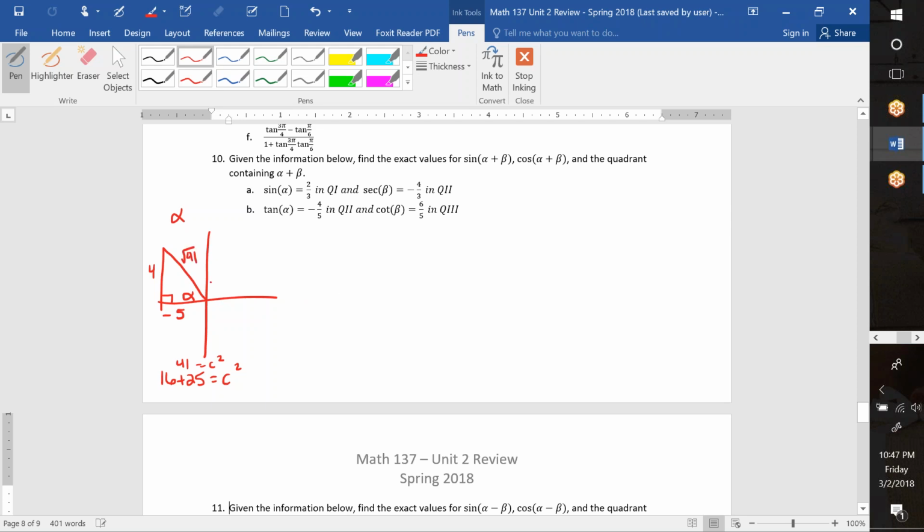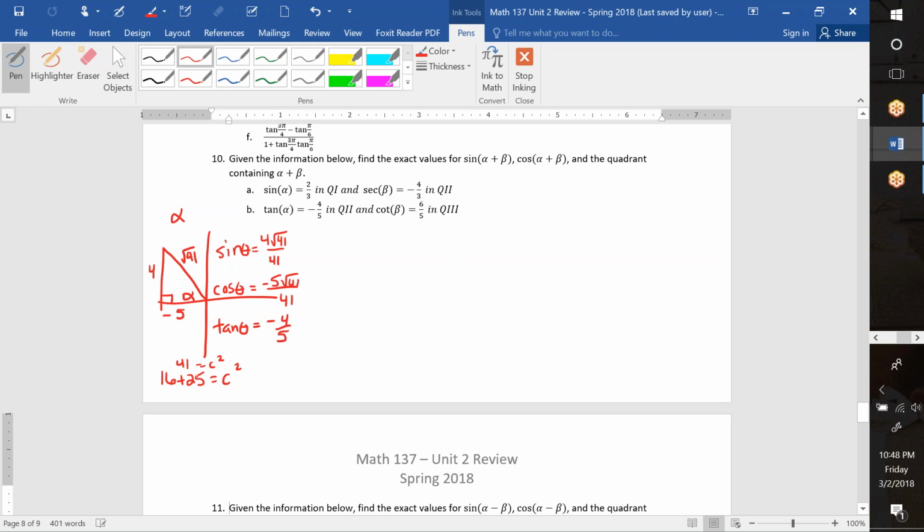And then we would need to find out some stuff about beta. Well, before we do that, let's go ahead and write what these ratios are. So sine of alpha we know is opposite over hypotenuse. So that'd be 4 over square root of 41. We would not leave it like that. We would put it as 4 square root of 41 over 41. Cosine of alpha would be -5 over square root of 41, or -5 square root of 41 over 41. And then tangent we know is -4/5.